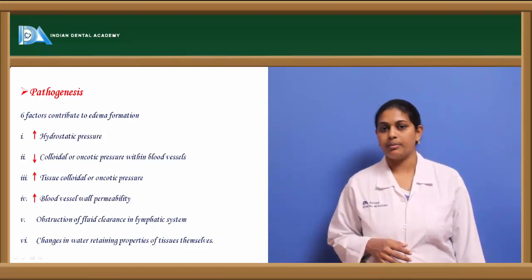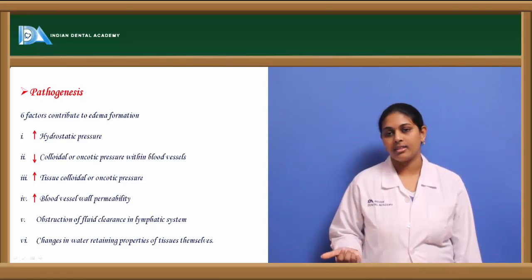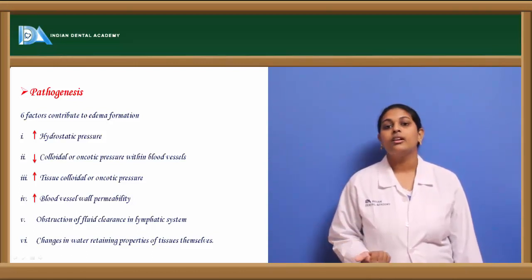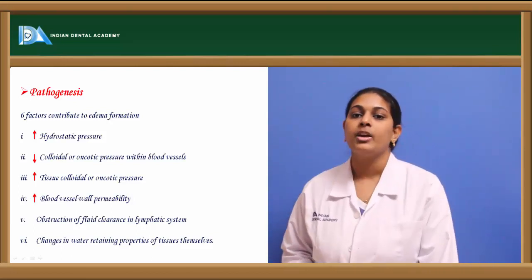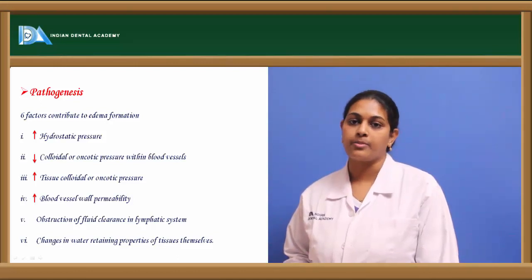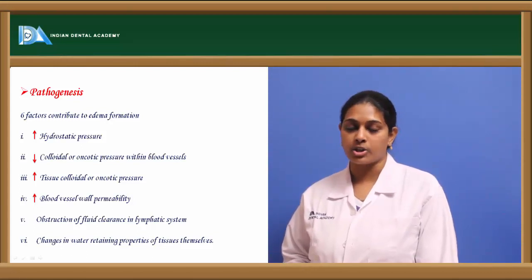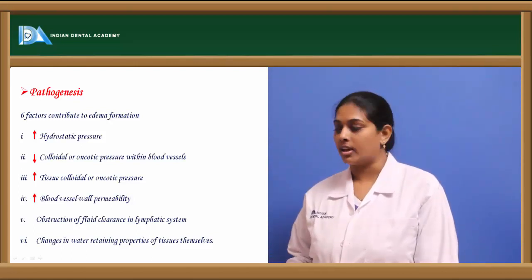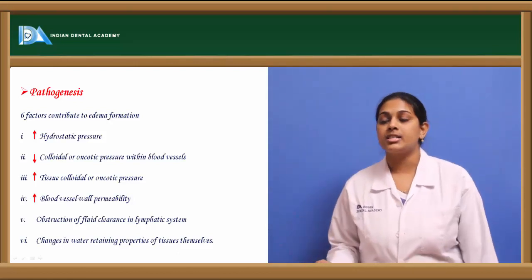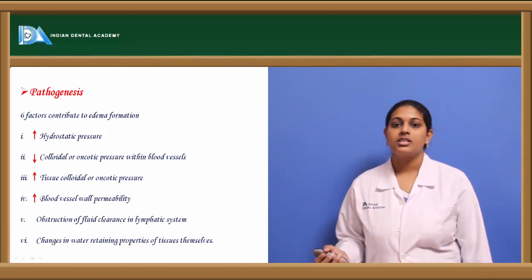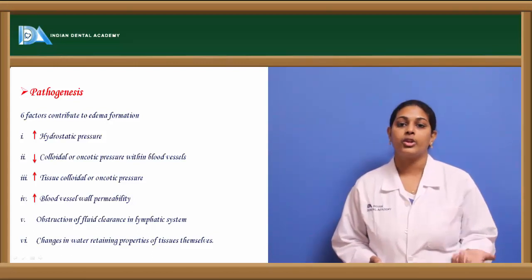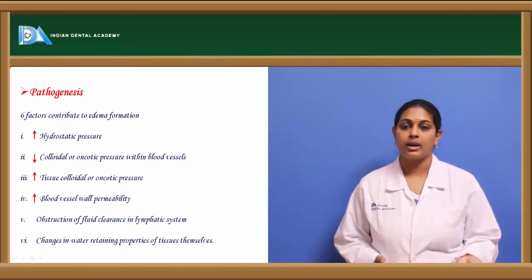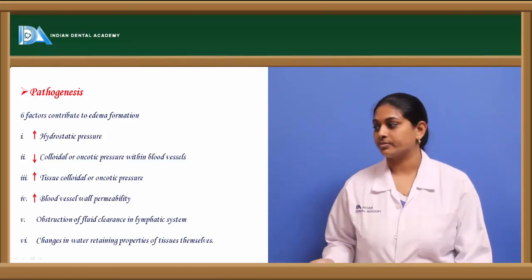So these are the major factors. Along with them, the other factors are obstruction of fluid within the lymphatic system. Lymph produced from the lymphatic system is not transported to the organs which require it, and this obstruction of the flow of lymph also results in edema. And the other one is changes in the water retaining properties of the tissues themselves. Suppose there is increased uptake of water during conditions like hypoxia or ischemia, this also results in edema.